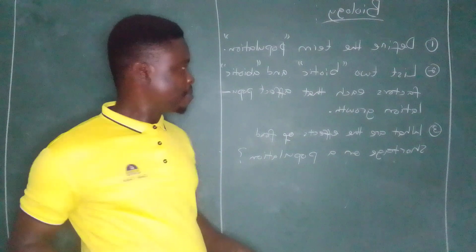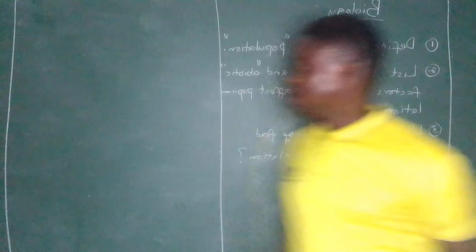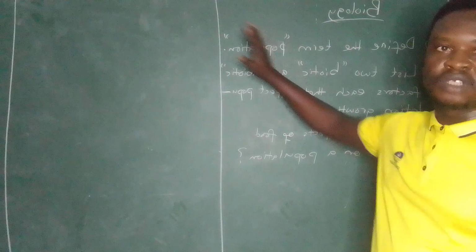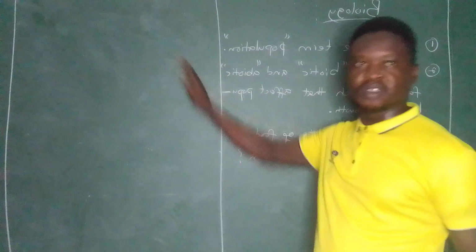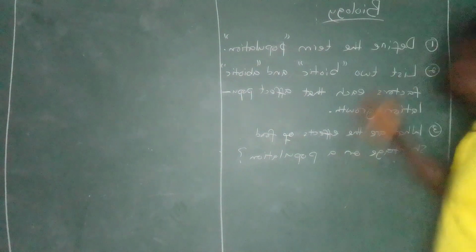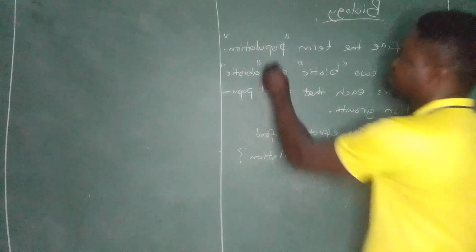Alright, let's start. Let's take the first one. Let me move this way so I can write here. If you can't see properly, you can pause the video when I'm done, then you play it again all over. This is the first question. Define the term population. So let's define population.